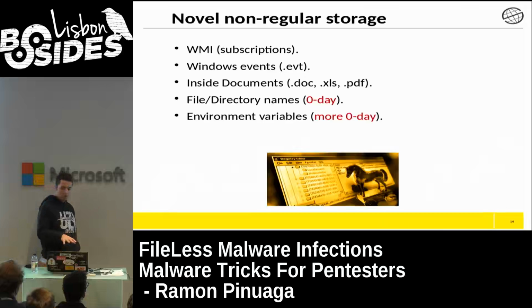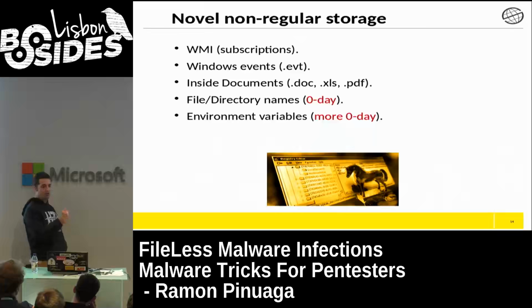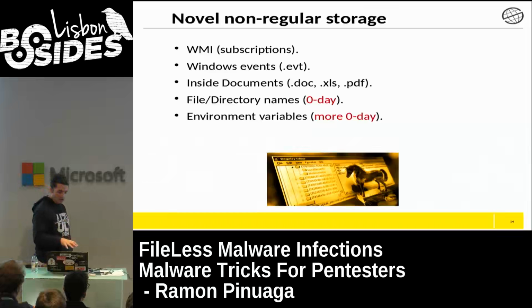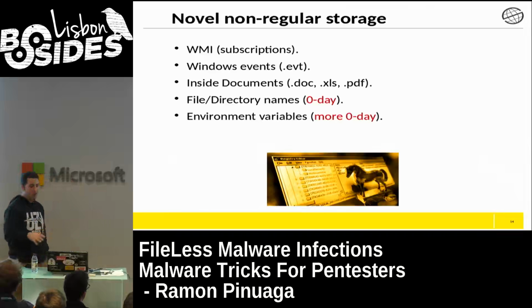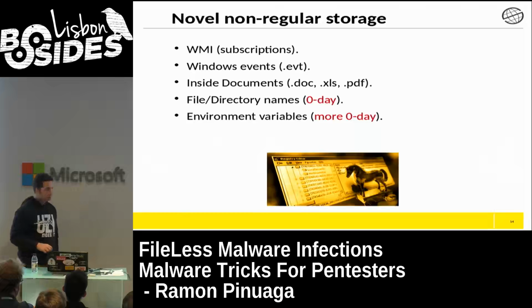We can also use the Windows event files to hide code. Each Windows event has a field where we can store code, and we can call that code later. These .evtx files are also files, but they are big files, and almost no security tool scans this kind of file. So we can keep code hidden in these events.